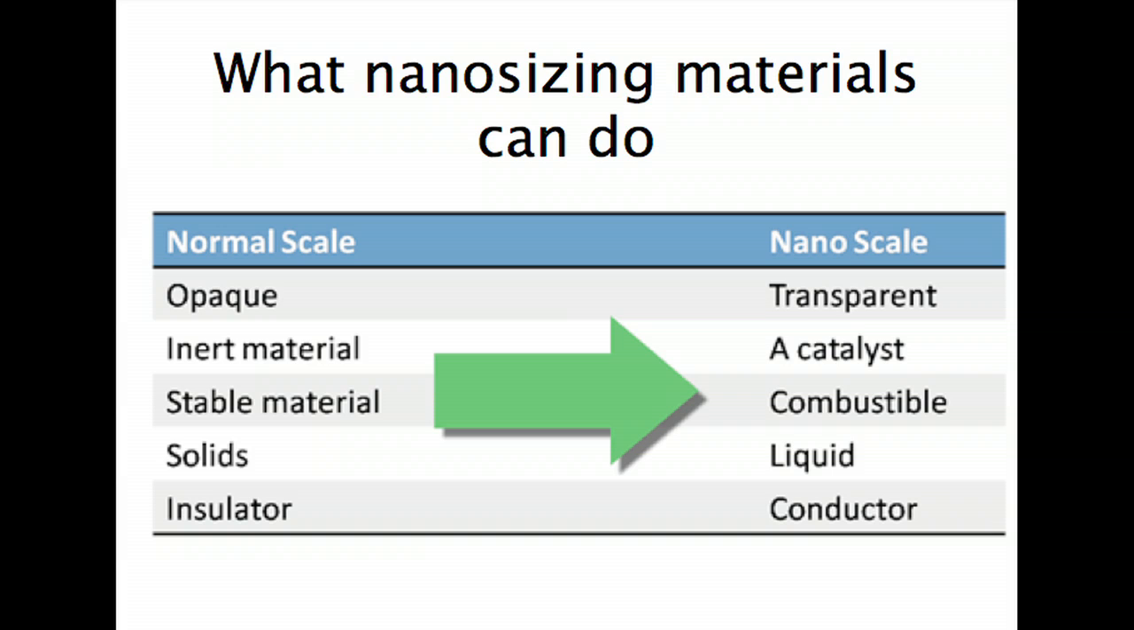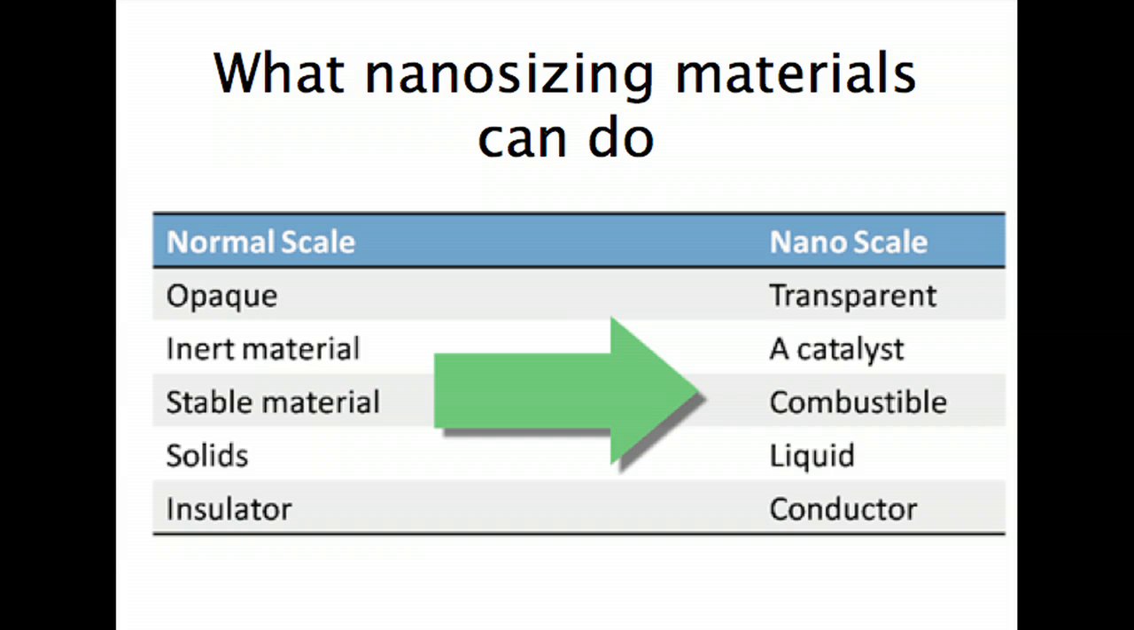You can take an inert material like gold. Gold doesn't react chemically in any way usually. And if you put it onto the nanoscale, it can become a catalyst. For instance, a catalytic converter in a car for converting CO to CO2. We all have catalytic converters in our cars, or most of us do. You can take a stable material, and if you put it on the nanoscale, you can make it combustible. You can make new forms of explosives, unfortunately, using that type of technology.